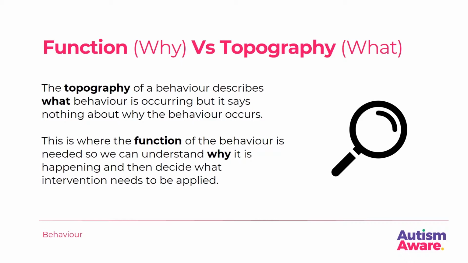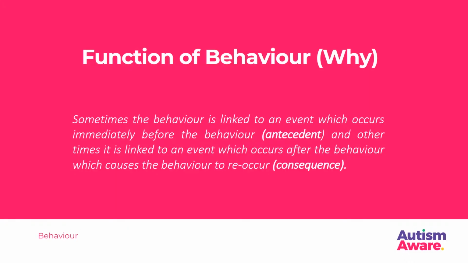For example, when a child deliberately hurts themselves, we call this self-injurious behaviour. We are describing the topography of the behaviour as self-injurious. However, this does not tell us why the behaviour is happening.